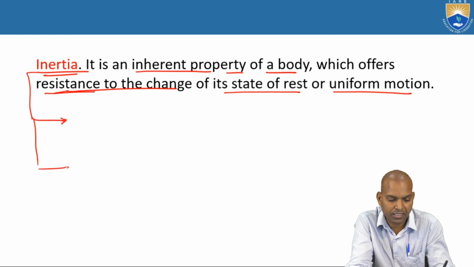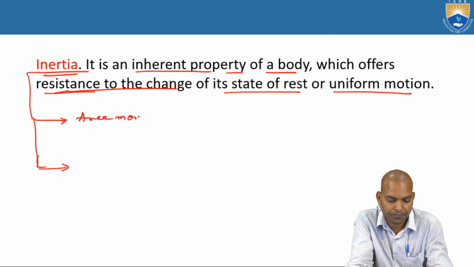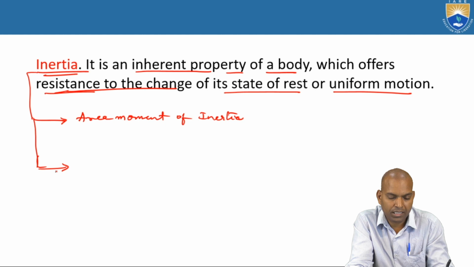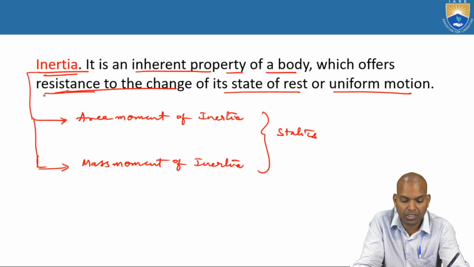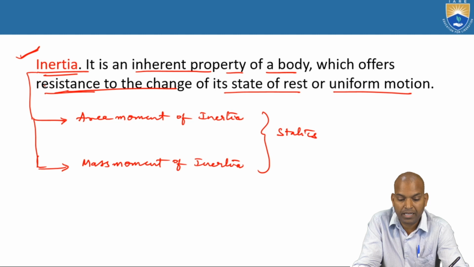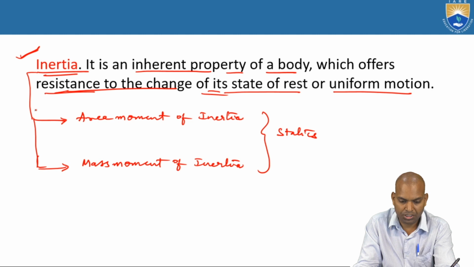As I mentioned here, there are two types of inertia, as we have studied in the case of statics: area moment of inertia and mass moment of inertia. These two come in the case of statics. But in the case of dynamics, inertia means an inherent property, the resistance to the change of the body's state at rest or in uniform motion. That resistance is known as inertia.